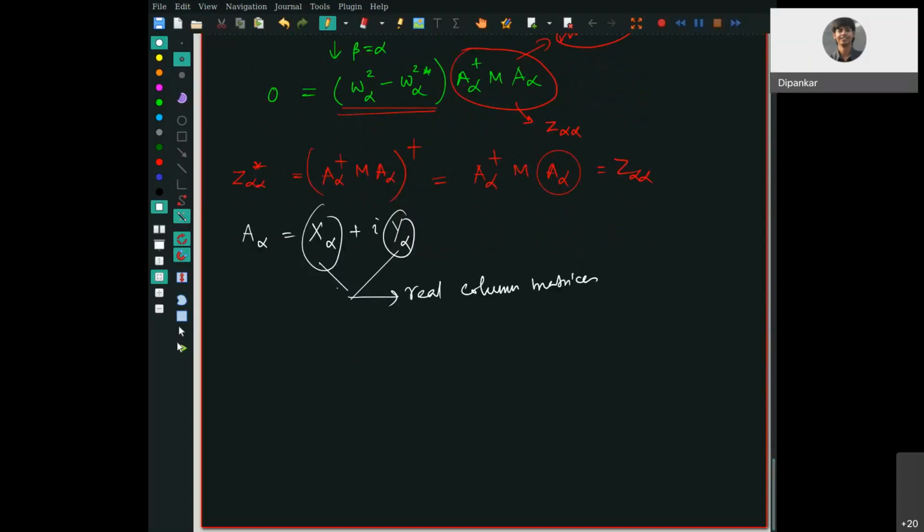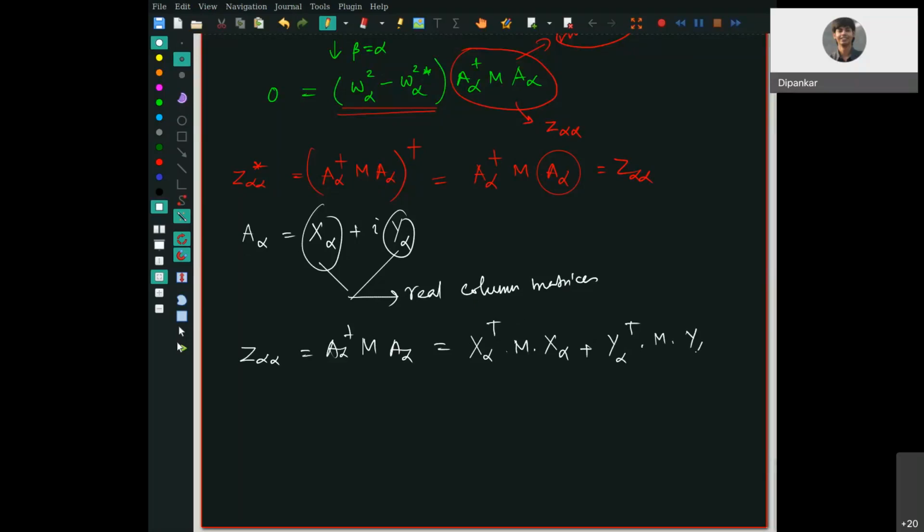So if you now actually calculate Z alpha alpha, which is A alpha dagger M A alpha, what you will obtain is X alpha transpose, because X alpha is real, so that's why I am using transpose here. So dagger is equivalent to a transpose. Plus Y alpha transpose M Y alpha, and then i times X alpha transpose M Y alpha minus Y alpha transpose M X alpha. You can check that. You just expand it, put it in there, and this is the thing.